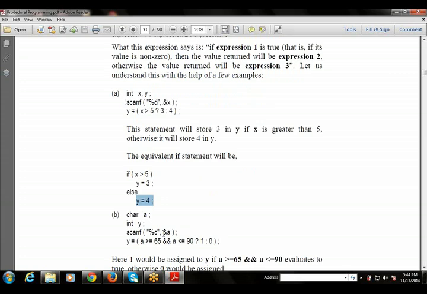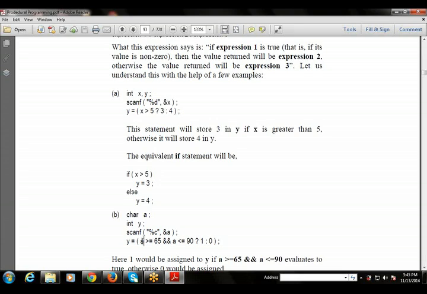Then the next example: taking char a, that is a character variable that stores only one character at a time. Then int y, a variable of integer type that takes only 2 bytes, that is, only discrete values. Then scan the value, that is, store the value in memory at ampersand a. Then check the condition and store the output in y. That's why it is using y equals.